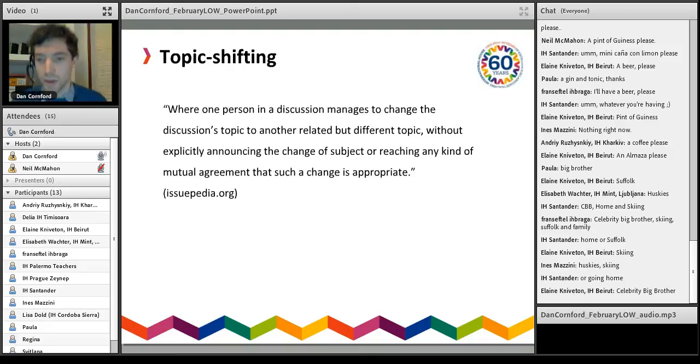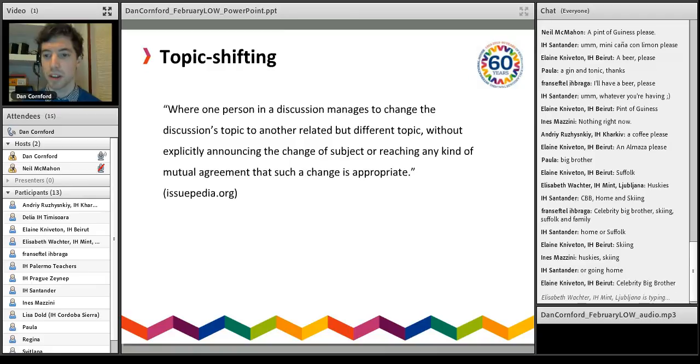Okay, Braga and Santander, spot on, very good. Yeah, Celebrity Big Brother, skiing or skiing holidays, and mine was Suffolk. I can't claim to be from there, but it's where my parents live.